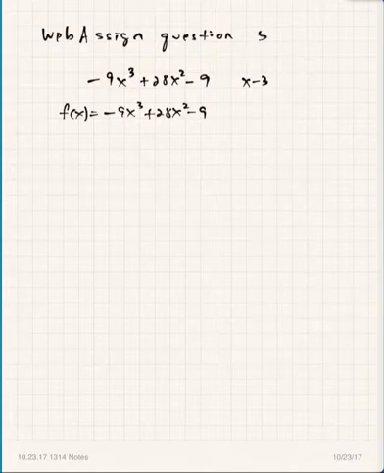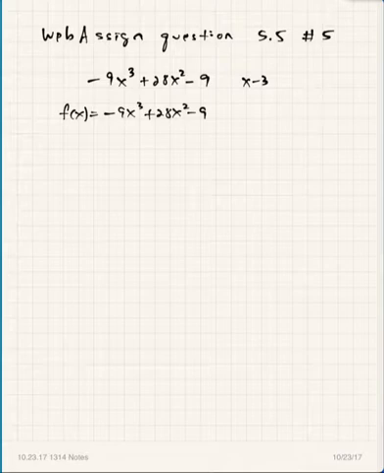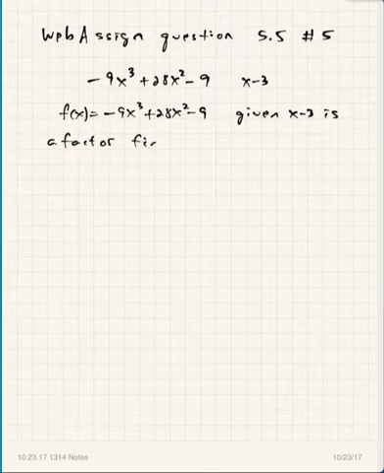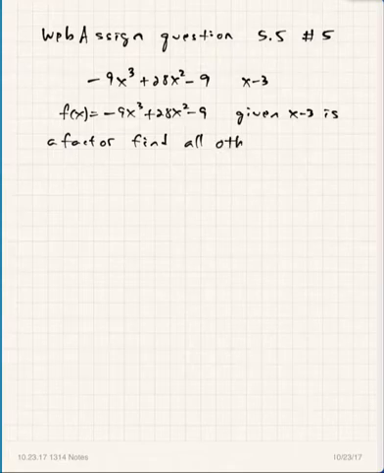Okay, so this is section 5.5, number 5 on WebAssign. The way I would ask this question is I would give you this function, and I would say, given x minus 3 is a factor, find all other zeros. Or actually, not even find all other zeros, just find all the zeros, and just in general.